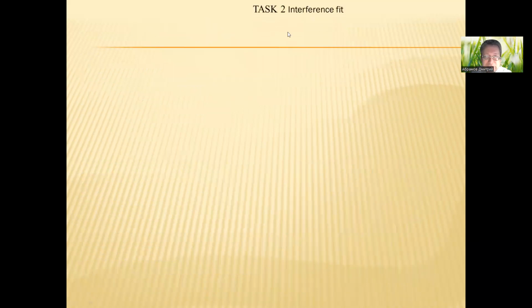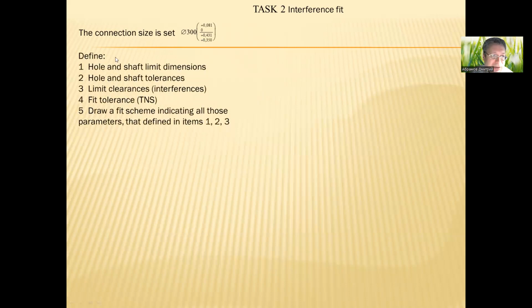Task 2. Interference fit. We have connection size is set, nominal diameter 300 millimeters, and above the line we have upper limit deviation of the hole 0.081, and lower limit deviation of the hole is equal 0. Upper limit deviation of the shaft, it's under the line. It's equal plus 0.431, and lower limit deviation of the shaft is equal plus 0.350. Define the same parameters.